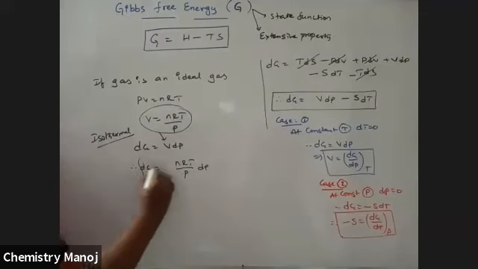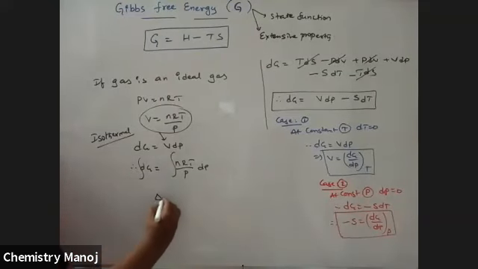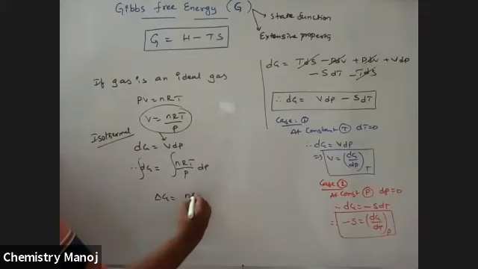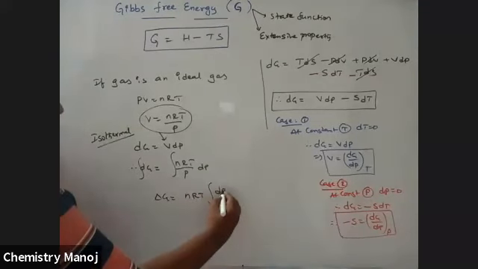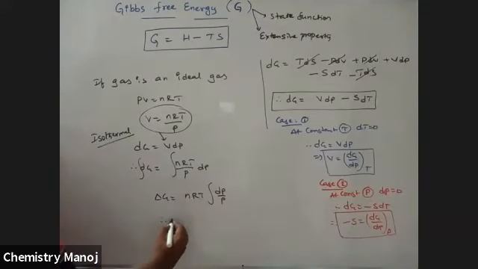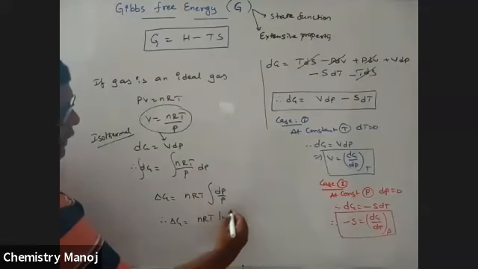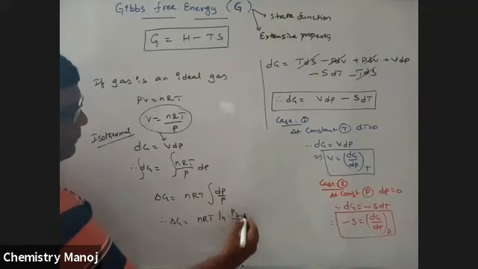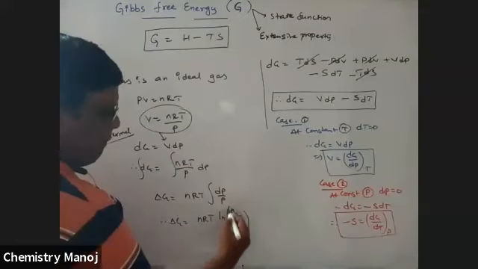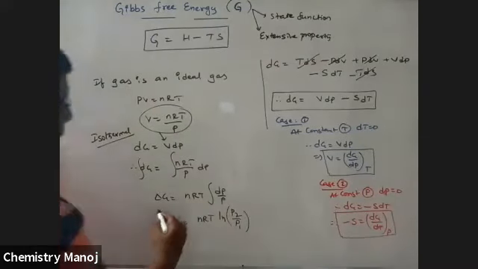So integrate on both sides. So that is delta G is equal to nRT into integral dP by P. Therefore, delta G is equal to nRT ln P2 by P1.